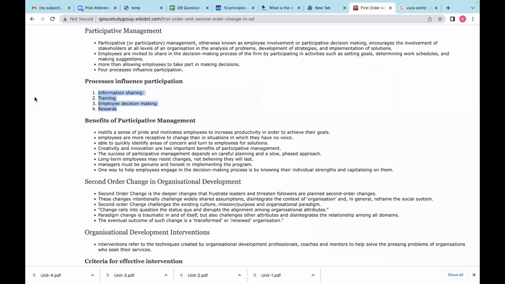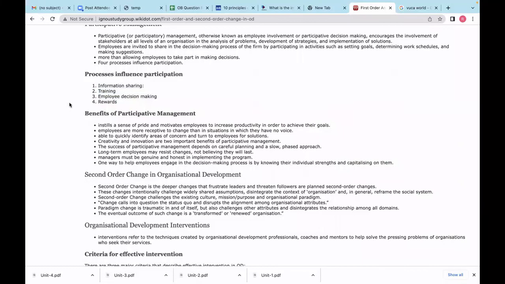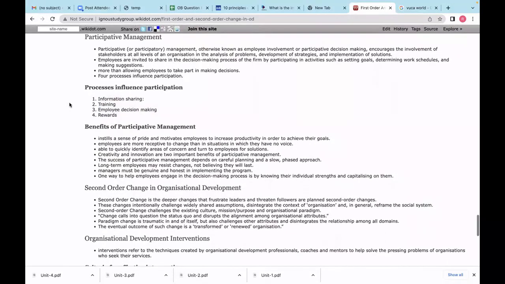Third, you need to enable them so that they can make decisions. You need to give that authority, right? Fourth, they need to be rewarded for making those decisions. This is the process of participative management. Basically, these are the things that are going to influence the participation.